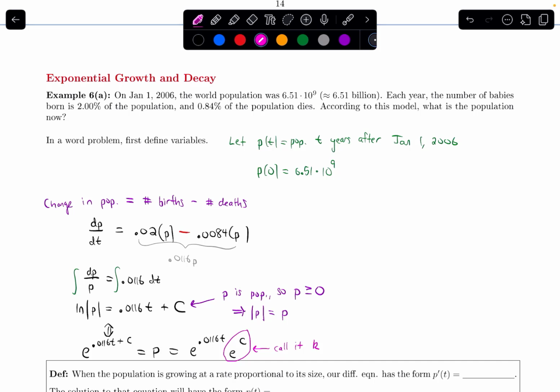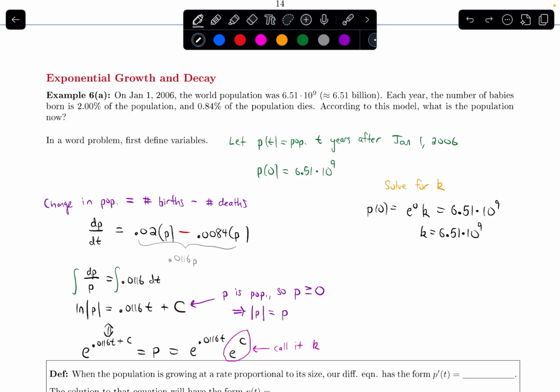So I now need to solve for k. For that constant, this is where we use this initial condition. So if I use the fact that I know p of 0, if I plug in 0 into my equation for p, we'll get e to the 0 times k. And that should be equal to 6.51 times 10 to the 9. So e to the 0 is just 1. So this gives me that k equals 6.51 times 10 to the 9. All right, so I have the value of k.